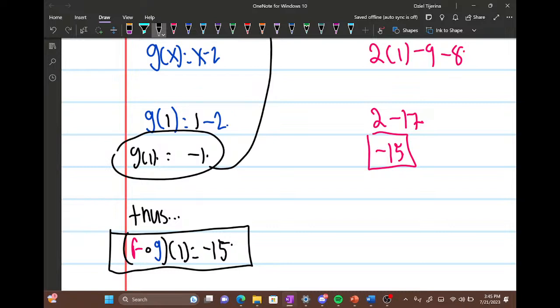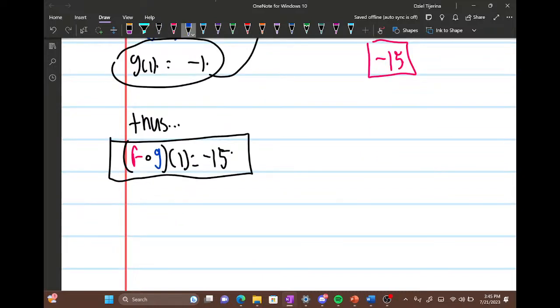Now, let's see here. So now we're going to do g of f of 1, right? So g composited of f of 1. So this is g bracket g of f of 1. So now we need to first know what f of 1 is, and then do g of whatever that is, right?